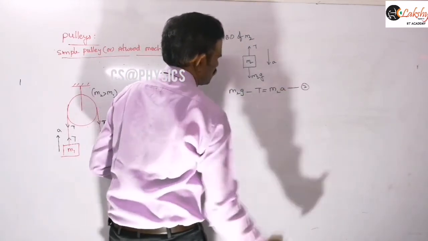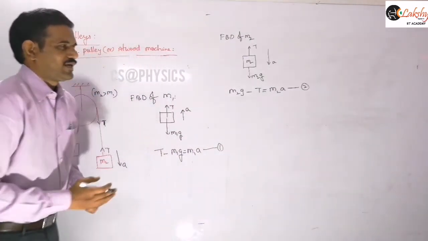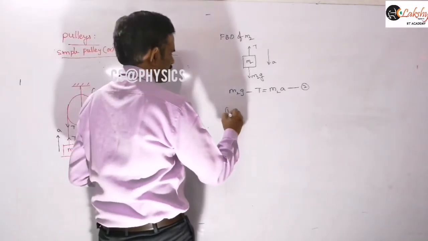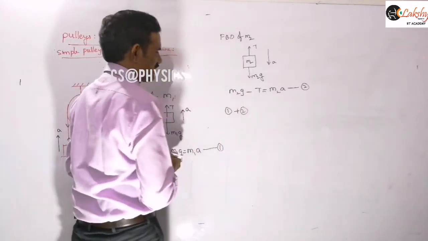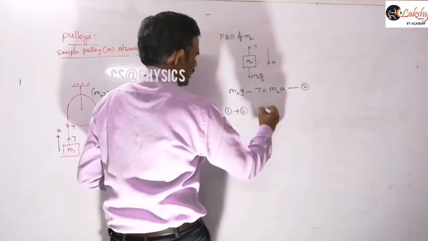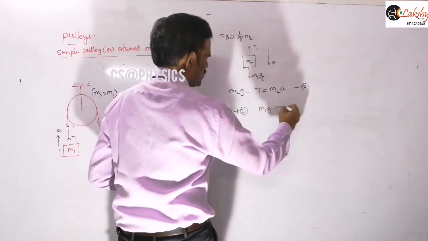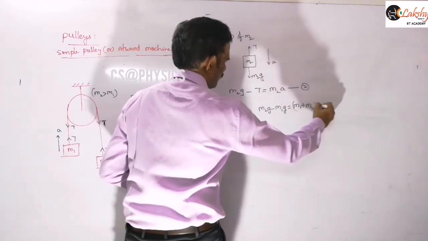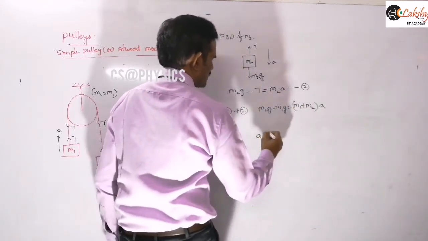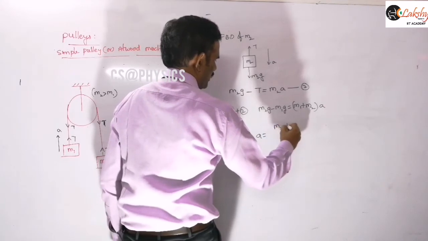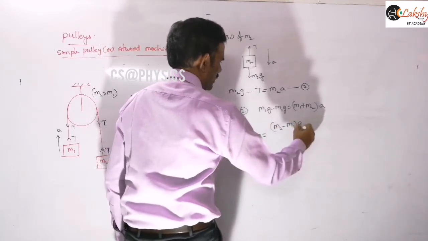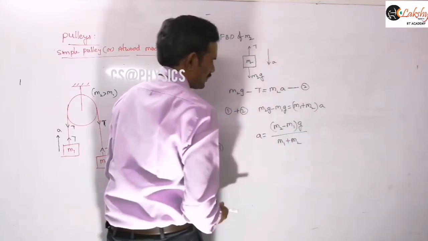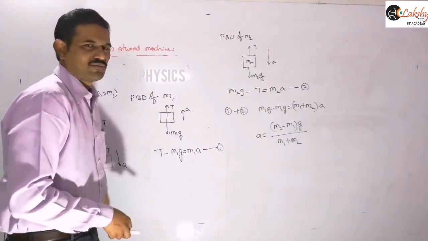This is equation 2. Now let us add equation 1 and equation 2, and you will get the acceleration. Adding equation 1 plus equation 2, I can write M2G minus M1G is equal to (M1 plus M2) into A. Therefore A is equal to (M2 minus M1) into G by (M1 plus M2). Now is that acceleration clear?